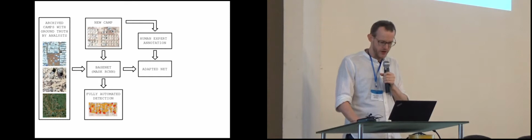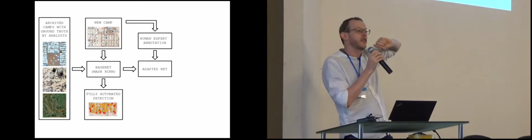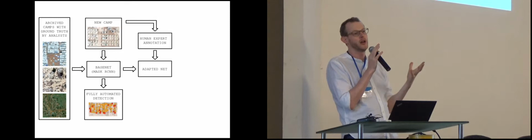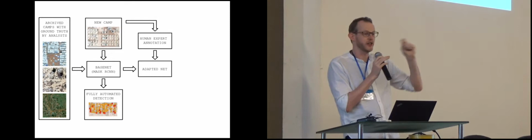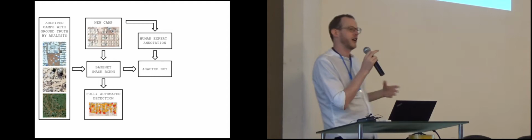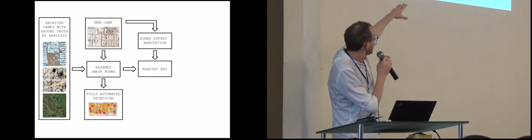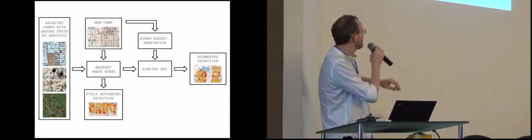So what happens next is the experts at UNOSAT label part of the camp, maybe 10% or so, and this is an extra bit of adaptation data specifically for that camp. The reasoning was that within settlements it's fairly homogeneous, and once you've seen a few tents or shelters of different types in one camp, you can kind of guess what all the others look like. So the expert adaptation gives us an adapted network, and we get an augmented detection which is higher quality.